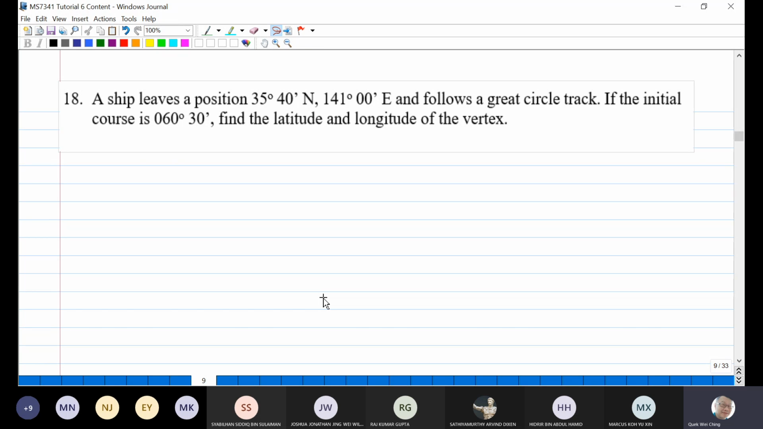Let's start reading the question first. A ship leaves a position 35 degrees 40 minutes north, 141 degrees east, and follows a great circle track. The initial course is 60 degrees, and find the latitude and longitude of the vertex. Remember, this time we see vertex again, so a revision of what the vertex is here.